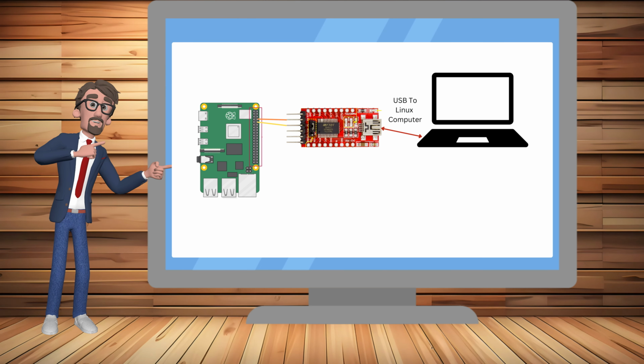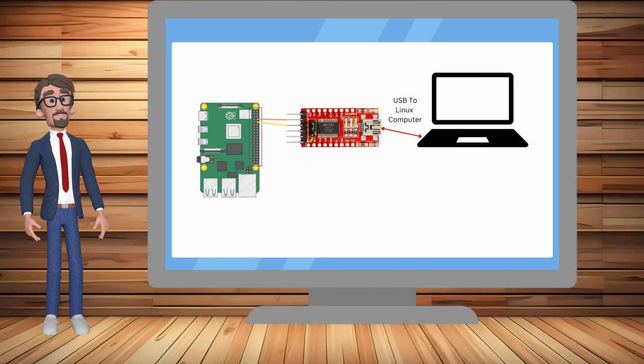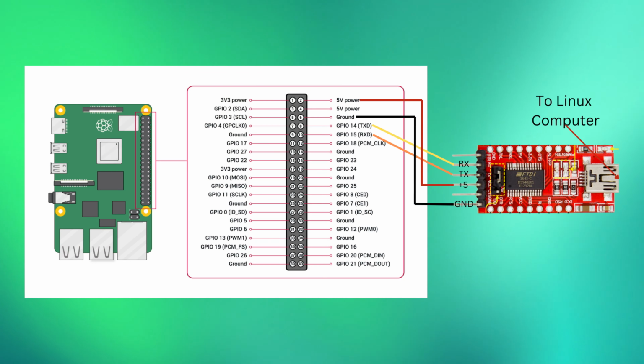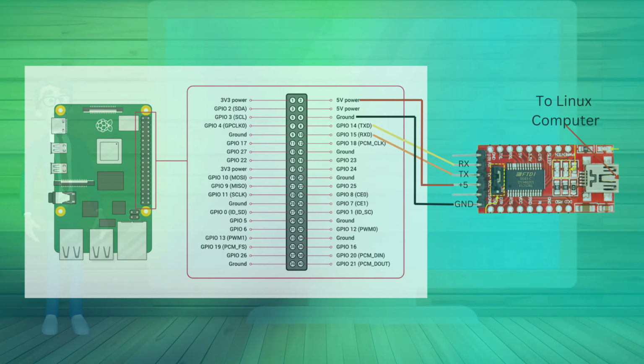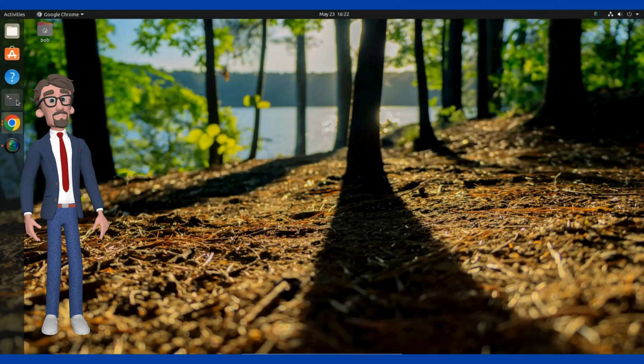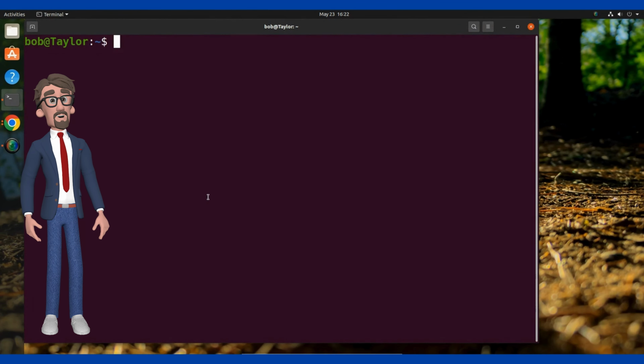Here is an overview of the entire data connection setup. I have expanded the wiring diagram to make it easier for you to see. Please pause the video if you need more time to understand the schematic. Now that the Raspberry Pi and Linux computer are connected, my assistant and I will do the data test.